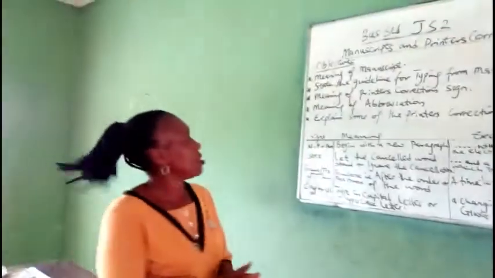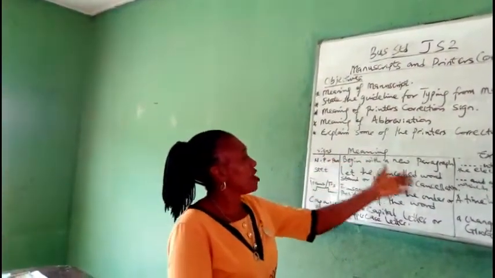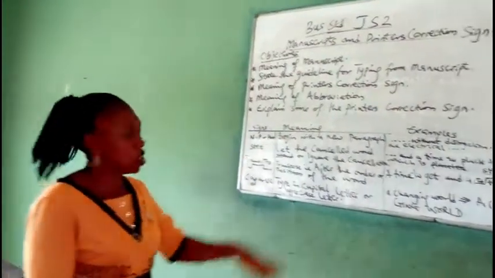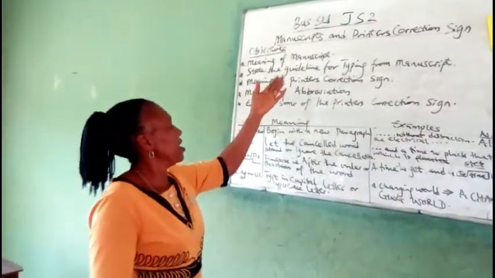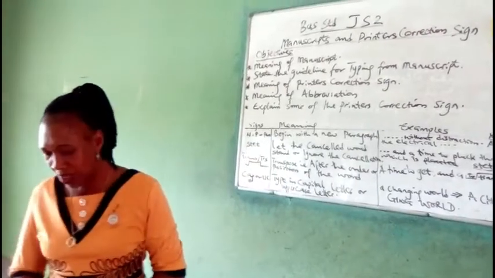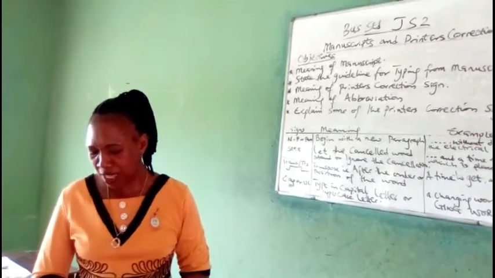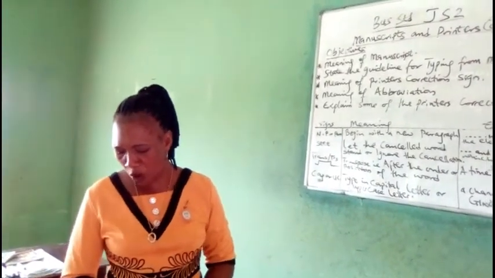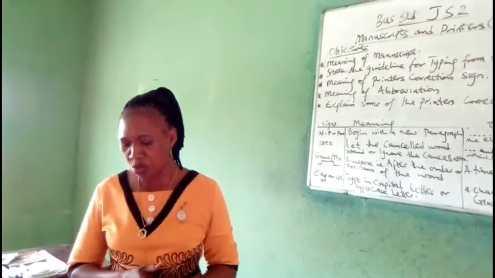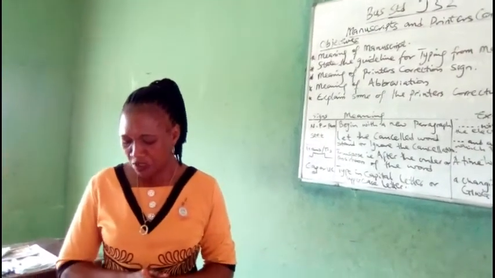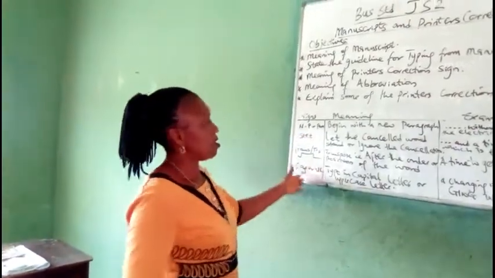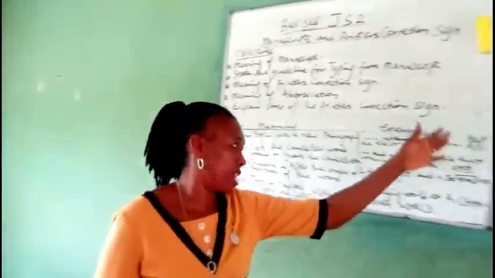Then, printer's correction sign. Before we move into it, you have to know the meaning of printer's correction sign. These are signs made by editors and typesetters to mark correction before a work goes for printing. Some of the signs are these ones I put down on the board. They are the signs, or majority of them.